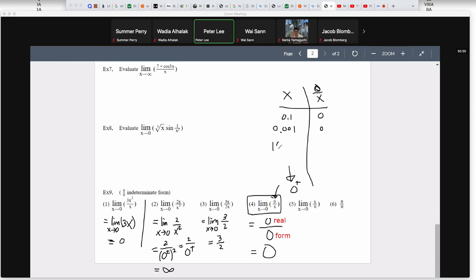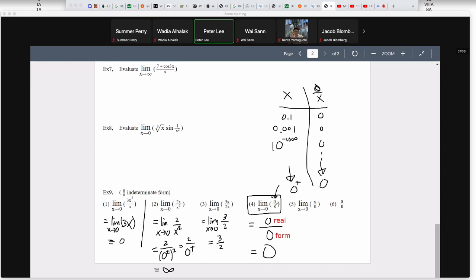So what happens if you plug in 10 to the minus 1,000, a real small number now? So what is that? Then that will be still 0. See? This guy will always be 0. It's just 0. There's no competition here. So if you look at number 4, this is not an indeterminate form.